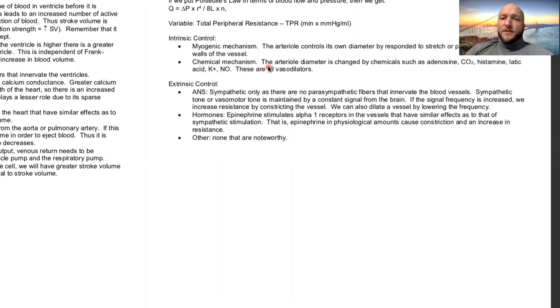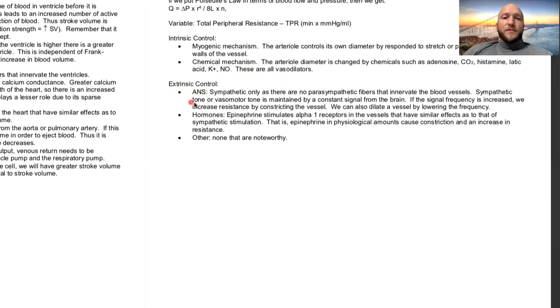Chemical mechanism. Arterial diameter is changed by chemicals such as adenosine, carbon dioxide, histamine, lactic acid, potassium, nitric oxide. All of these local chemicals are going to be your paracrines and autocrines, chemicals that are produced locally, not hormones which are produced in a far off area. They're vasodilators. A lot of them are actually byproducts of metabolism.